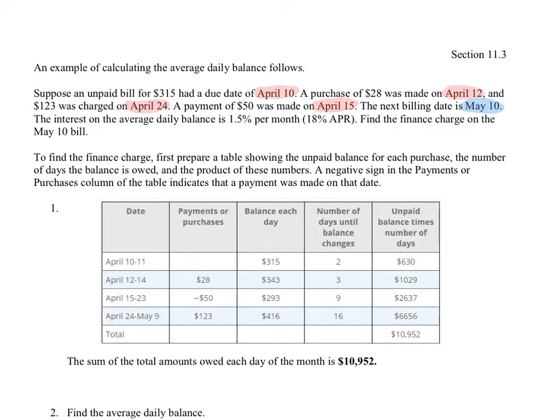So let's look at the chart. If you look, they put the dates in order. Here's April 10th, April 12th, April 15th because it was out of order, and there's your April 24th. That's how they got the start dates.